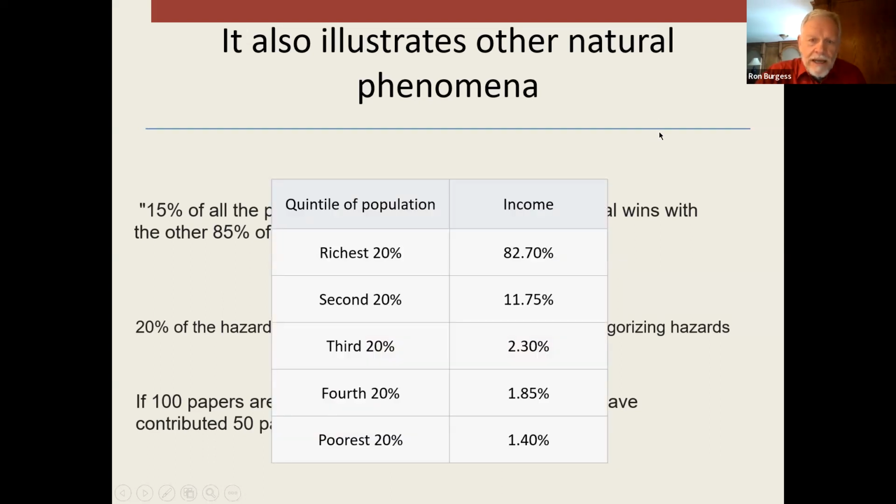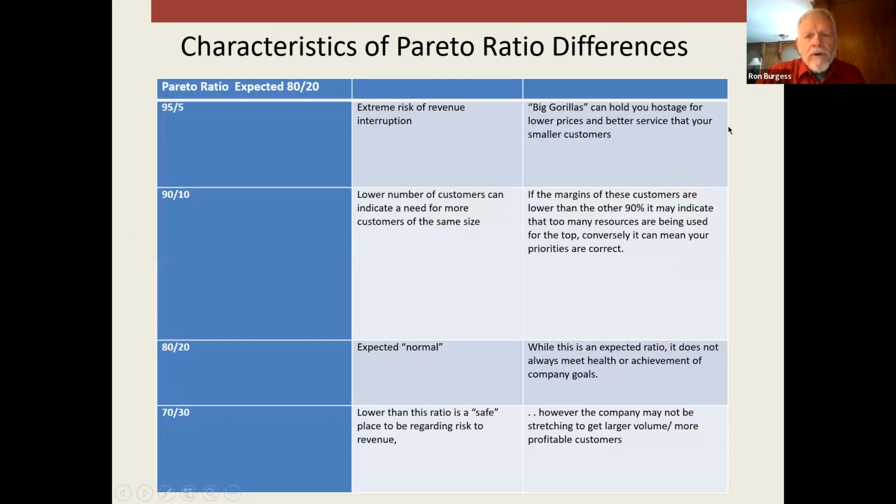but it's the truth. And of course, the big one I mentioned is, well, what about income distribution? Well, the richest 20% have 82% of the income, and on it goes. So what do you do if your revenue is ruled by Pareto differences, or is not exactly 80-20?